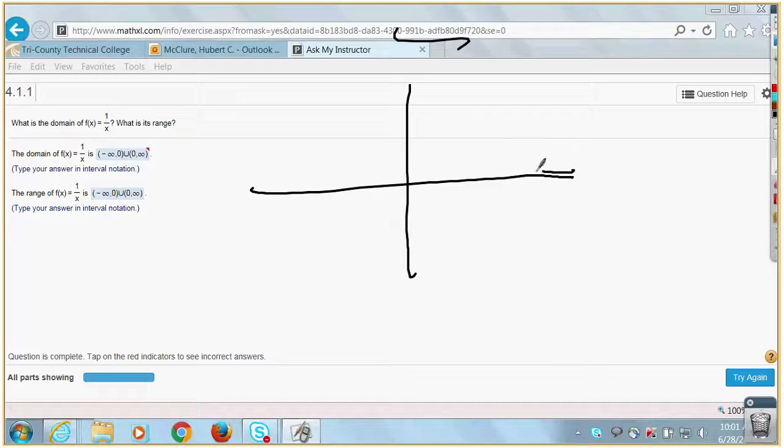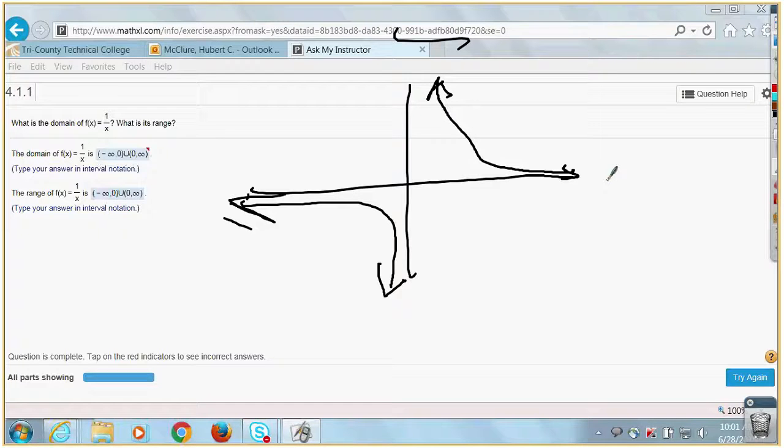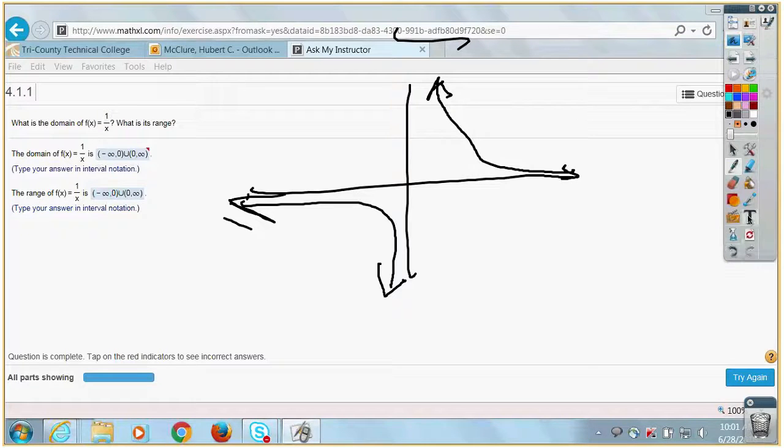And it looks something like that. Okay, and plus you know that you can't put 0 in the denominator. Now, whenever you have one of these functions, I'll go ahead and get rid of this. Let me just go to the next page.